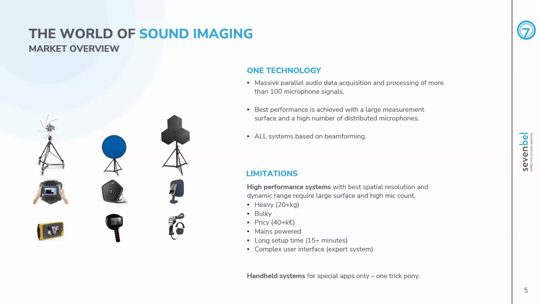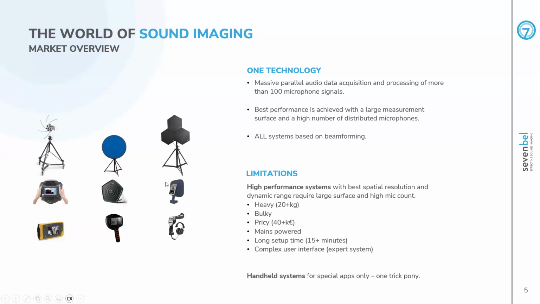The second critical parameter is the number of microphones that the systems have. A smaller camera with fewer microphones will not have the same available dynamic range, meaning it will not be able to show you high and low level sources in the same picture. So again, more microphones is better for the dynamic range, or the ability to show low and high level sources in the same picture. Basically, to recap, we want a large array with a lot of microphones.